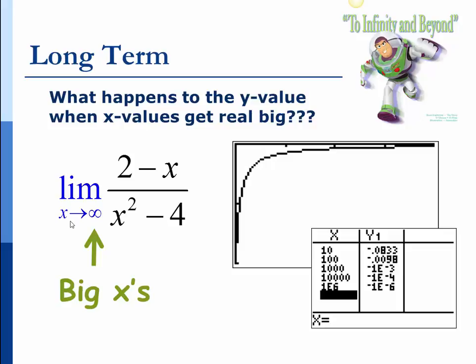Now, if you switch that and the top has the higher power, then you're going to infinity. And if your powers are the same, then you're going to level off to a particular number, a number different than 0. So what we're looking at here is this thing leveling off to 0 because of our higher power in the denominator. That's what we're playing with, and that's our long-term idea.